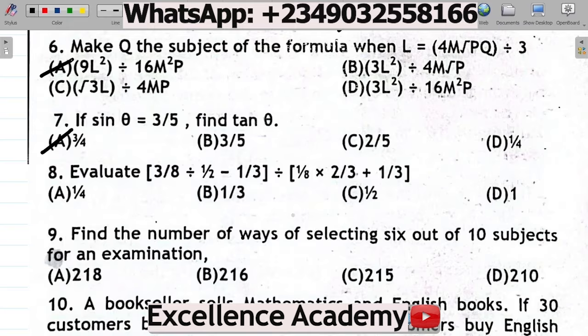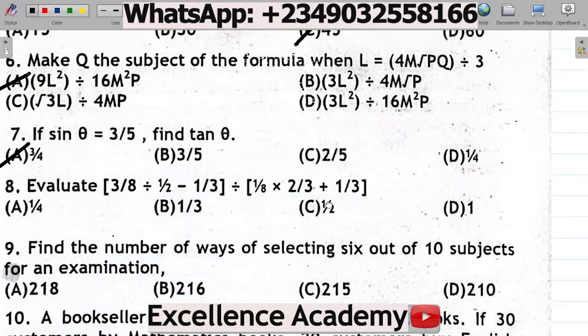All right. Next up, let's look at question number 8. Question 8 says evaluate 3 over 8 divided by 1 over 2 minus 1 over 3 in the first bracket, divided by 1 over 8 times 2 over 3 plus 1 over 3 in the second bracket. Your options are A, 1 over 4, B, 1 over 3, C, 1 over 2, D, 1. So how do we solve this question?